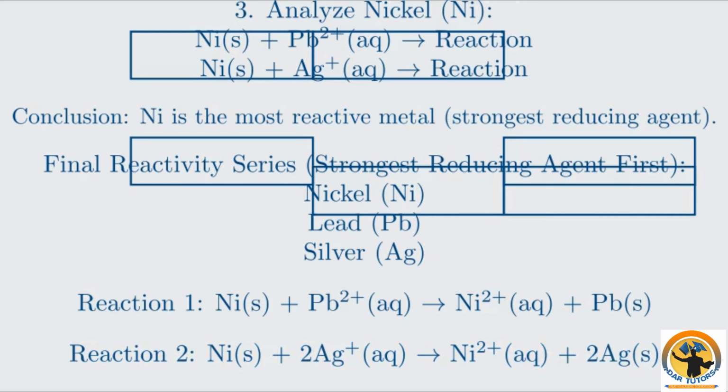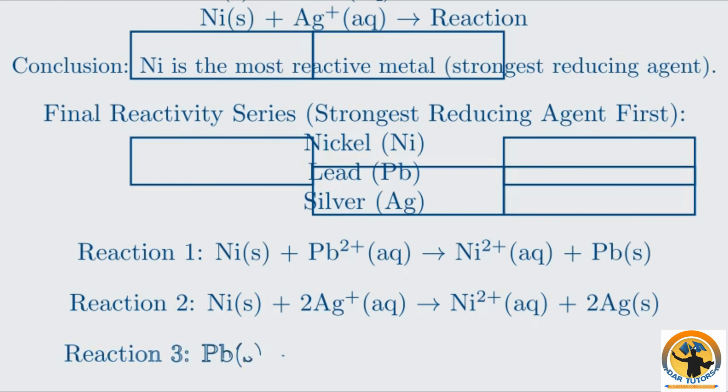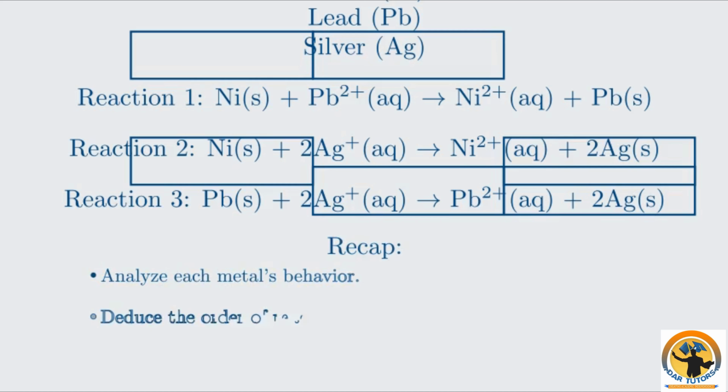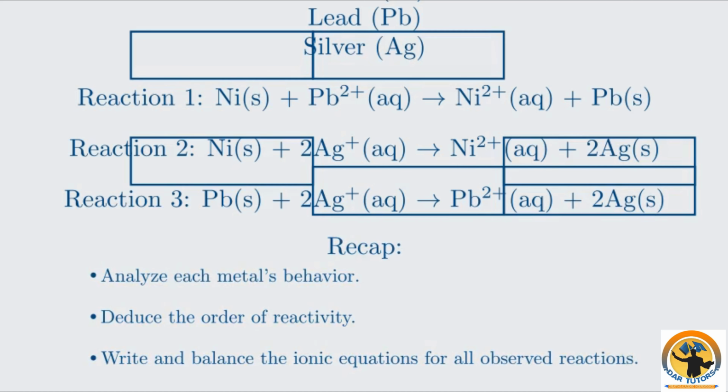The third reaction was lead with silver 1 ions. Lead solid reacts with 2 silver 1 aqueous to form lead 2 aqueous and 2 silver solid. To recap, we use the pattern of reactions to determine the relative reactivity of the three metals, placing the strongest reducing agent, nickel, at the top, followed by lead, and silver as the weakest. We then wrote the balanced ionic equations for each observed displacement. This structured approach is key to success in these problems.